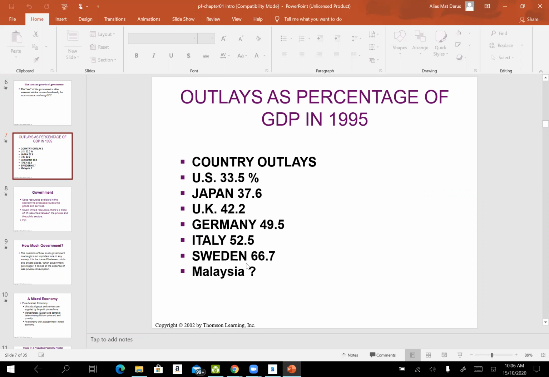What about Malaysia? What is the relative size of the government of our country? So this is what we're going to do today. We're going to look at some numbers for a few years, and we determine what is the size of the Malaysian government. So we do that afterwards.